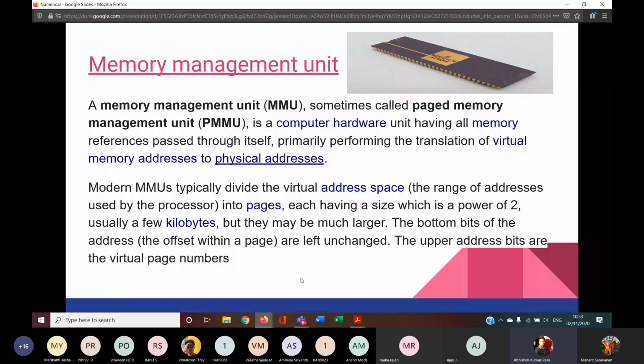When the MMU is enabled, the CPU accesses memory via virtual addresses, which will be translated by the MMU to physical addresses before sending them on the memory bus. Every CPU has its own MMU. Modern MMUs typically divide the virtual address space into pages, each having a size which is a power of 2, usually a few kilobytes, KB, but they may be much larger. The bottom bits of the addresses are left unchanged. The upper address bits are the virtual page numbers.